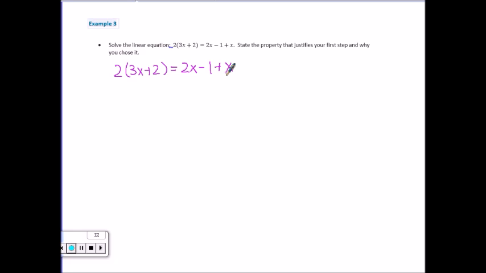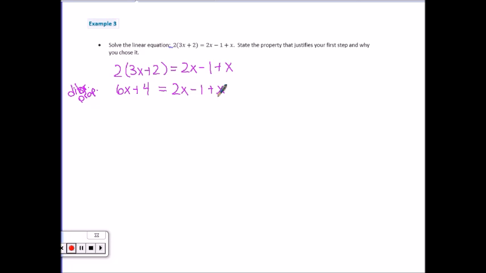We could either use the distributive property on the left-hand side, or we can use combining like terms on the right-hand side. I'm going to start on the left-hand side, and I'm going to use the distributive property. And when we distribute, we get 2 times 3x, which is 6x, plus 4. And then our right-hand side just stays the same because there's nothing to distribute on that side.